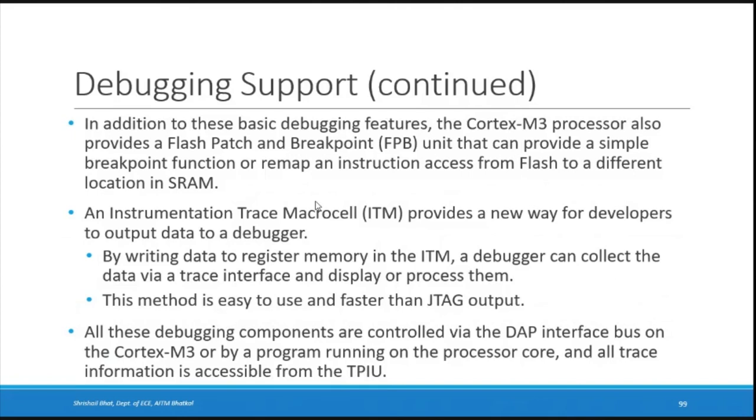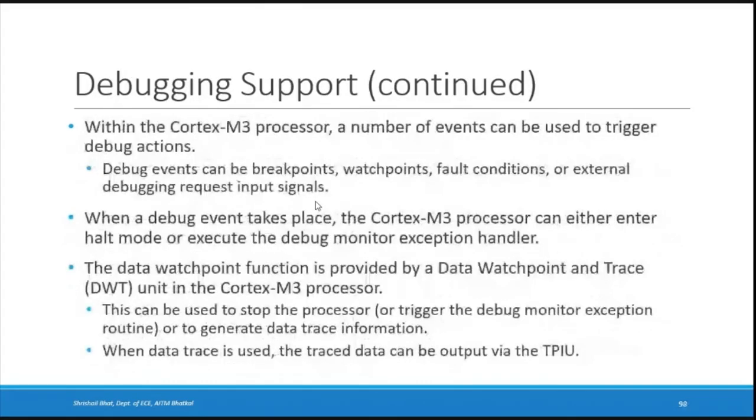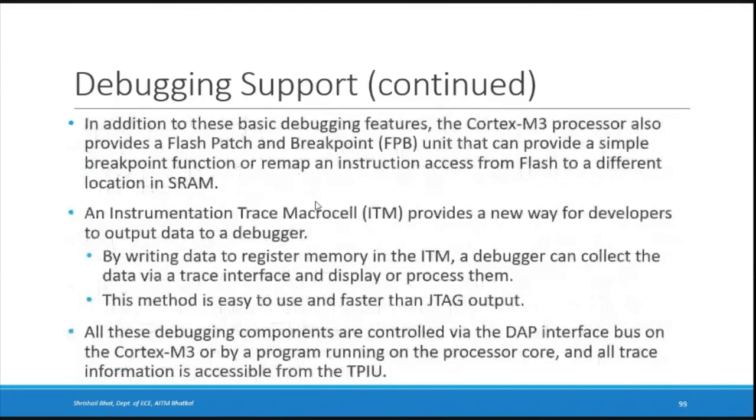All these debugging components are controlled through this DAP interface, the debug access port interface bus on the Cortex M3, or by running a program on the processor core, and all the trace information is accessible from the trace port interface unit, TPIU. So this is about the debugging support in the Cortex M3 architecture.